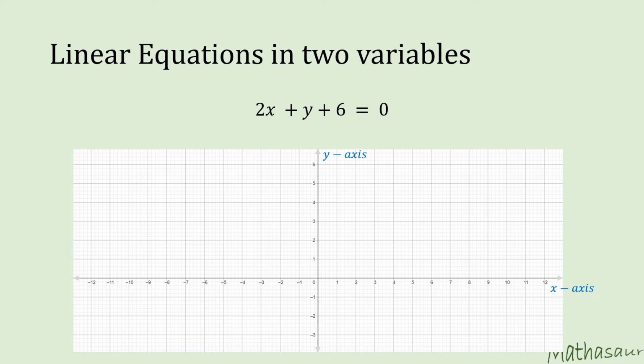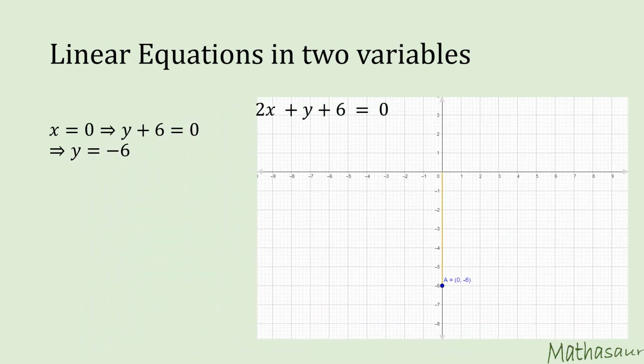Once again, let us try putting different values of x and see what happens. Let us start with x equals 0. Substituting this value, we get y equals minus 6. We can actually plot this point on the xy plane. Let us try doing that. So we are looking at 0, minus 6, which lies somewhere on the negative y-axis.